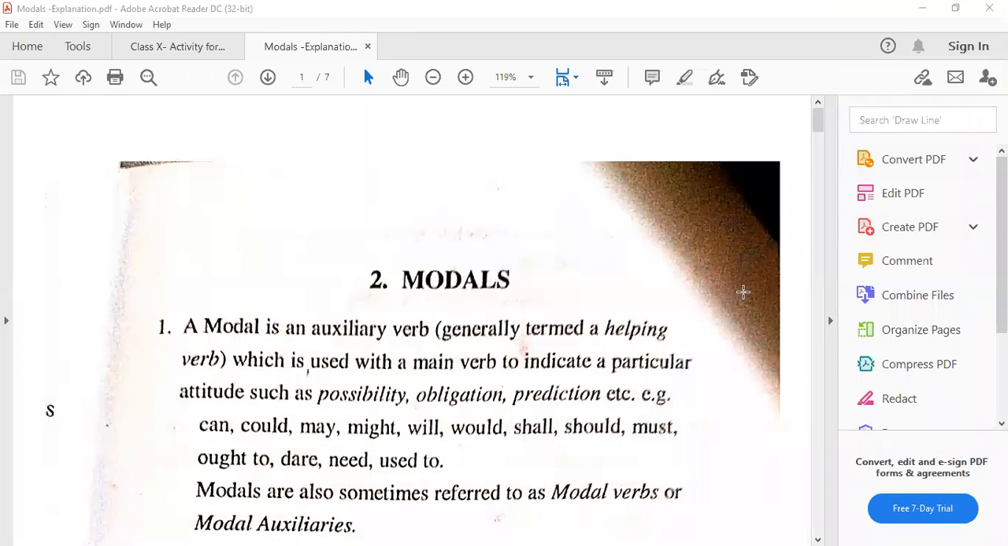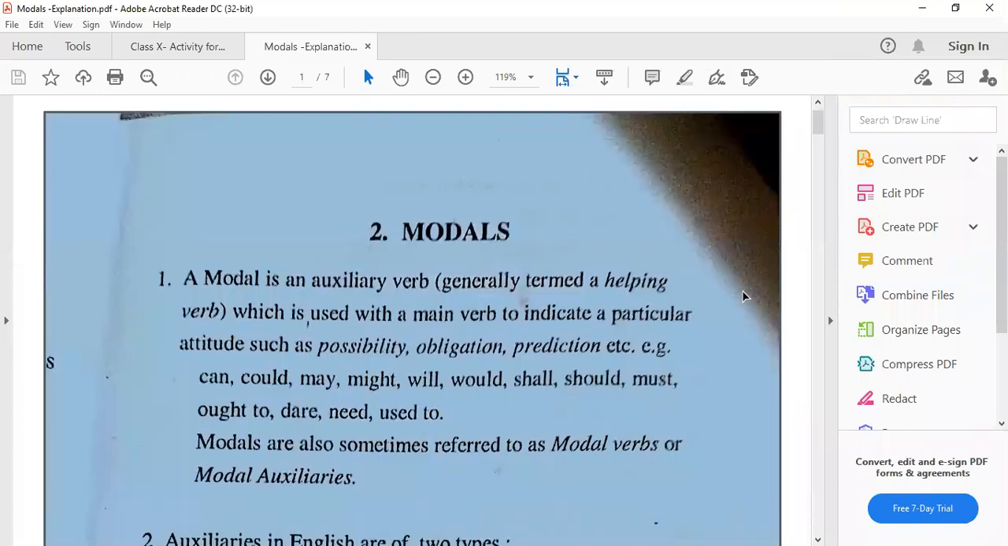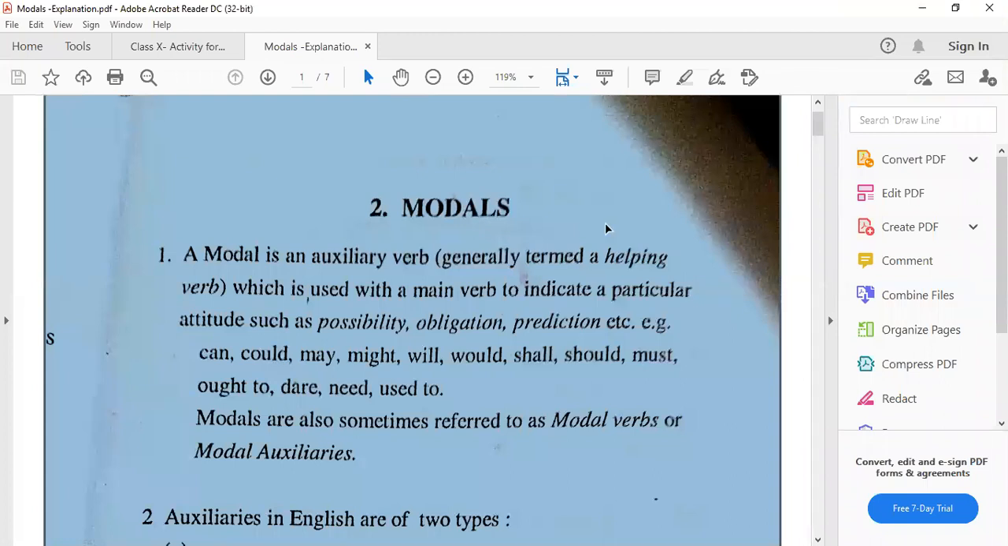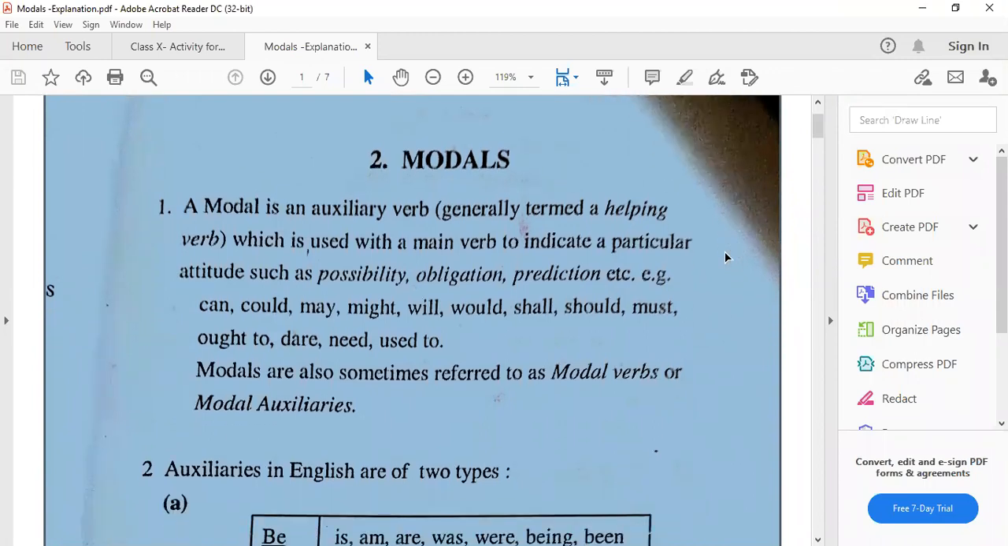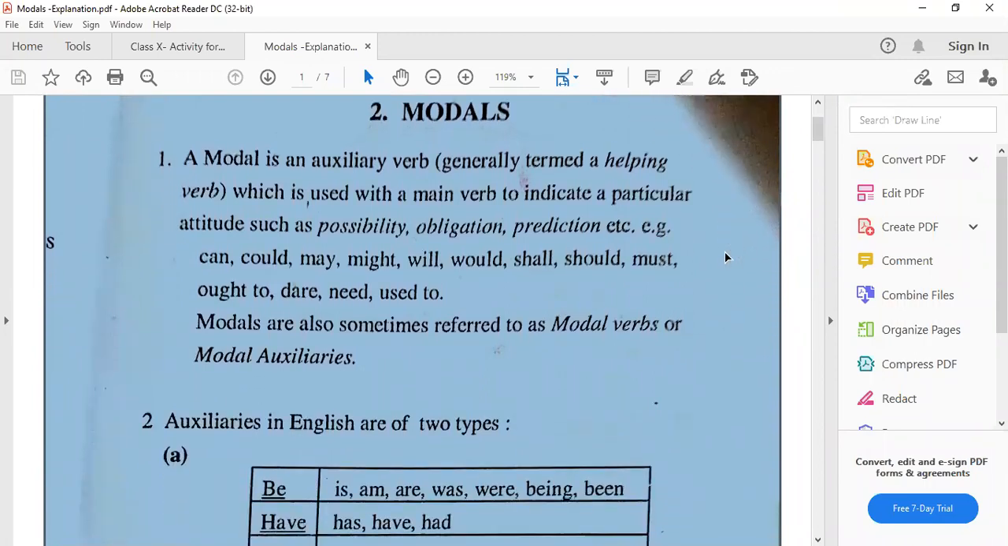Now, the next topic that we are going to start is modals, and you have already covered this topic in your previous classes. Again, it is not a new topic for you. Modals is an auxiliary verb, generally termed as helping verb, which is used with the main verb to indicate a particular attitude, such as possibility, obligation, prediction, etc.